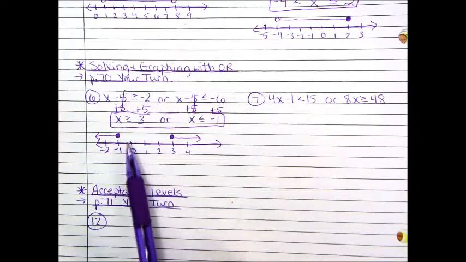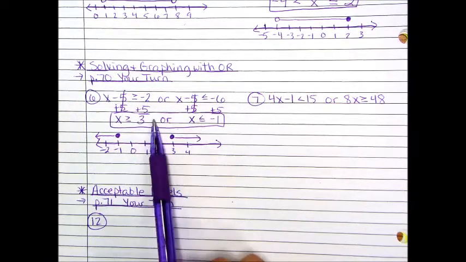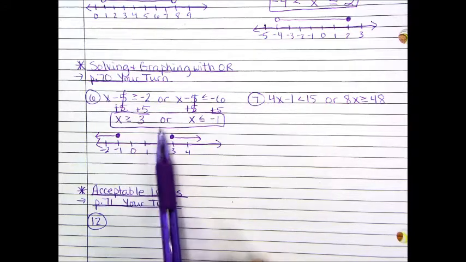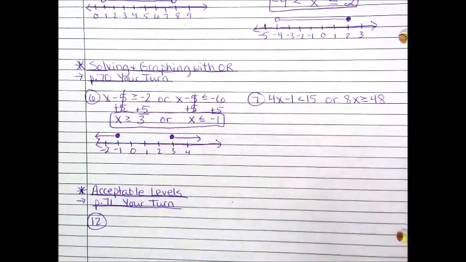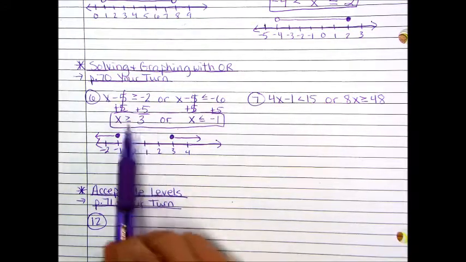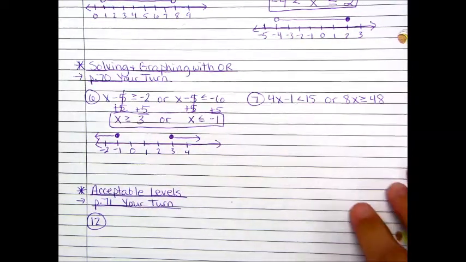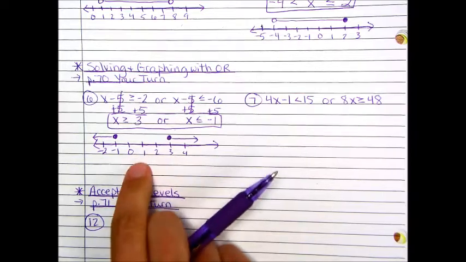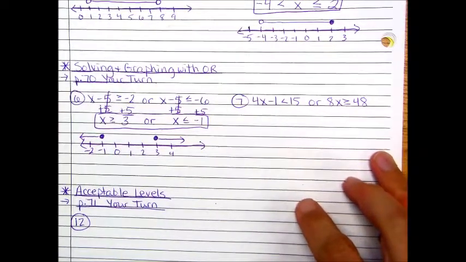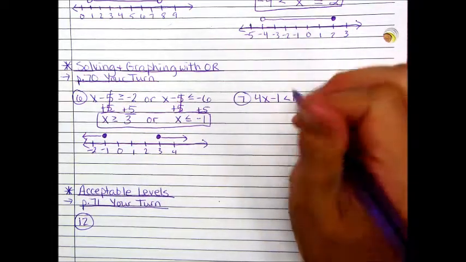So if you ever get into a situation where you think you've solved correctly, but when you graph it, your or graphs are trying to overlap or point at each other or something like that, it's a good chance that you know you've made a mistake somewhere in your work that needs to be fixed, because or graphs should never point towards each other or overlap and connect. Okay, so let's try one more of the or statements.